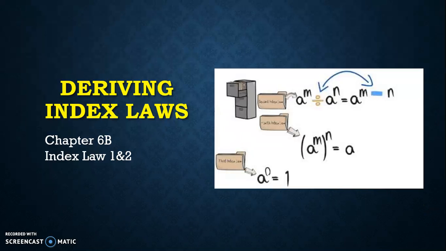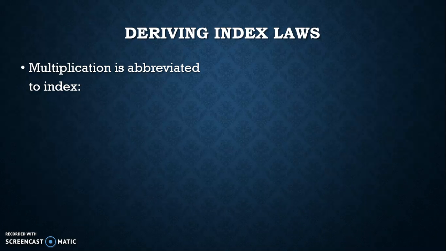Deriving index laws. In this session, we'll talk about how index laws 1 and 2 work. First of all, revising what index notation is. We said it is basically an abbreviated multiplication of the same number. So a times a, we write as a to the power of 2. And a times a times a is written as a to the power of 3.